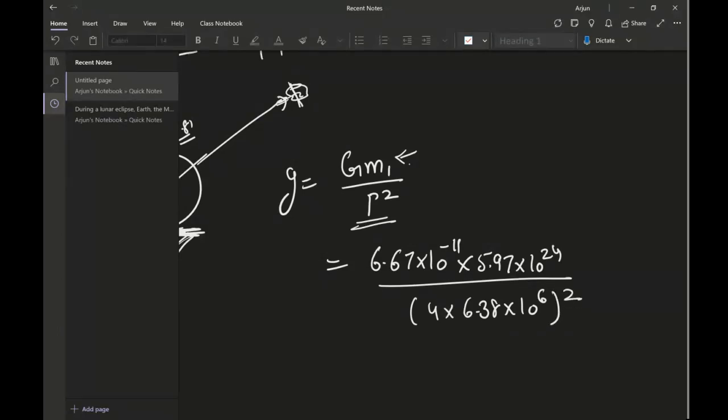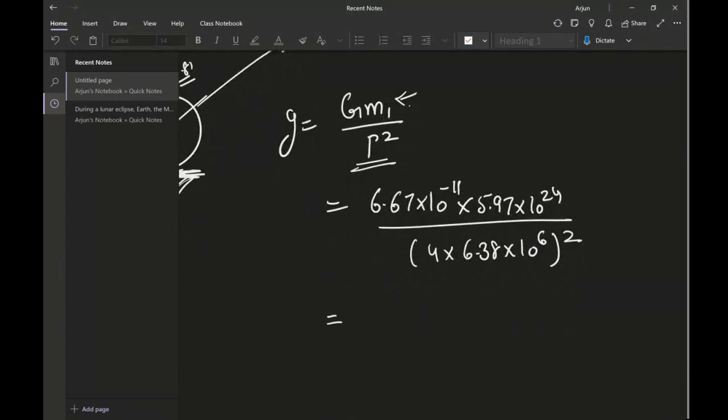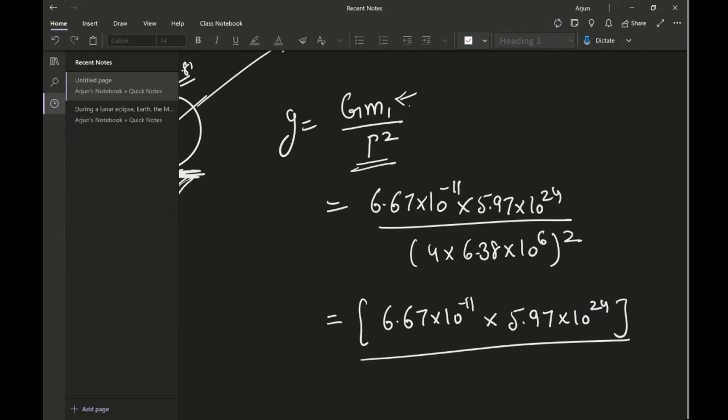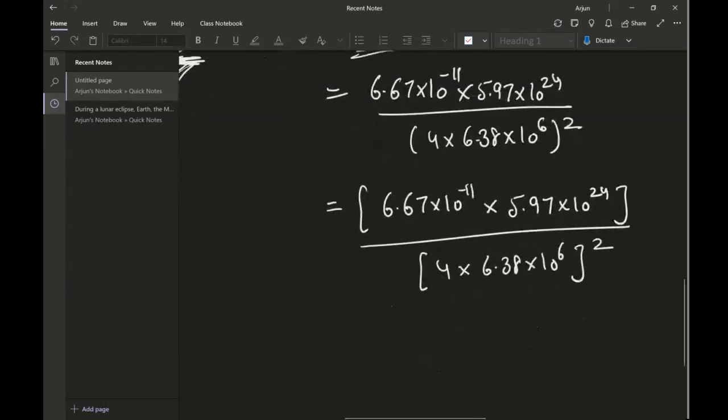So again, once you're going to put these values in the calculator, you need to make sure you start with the bracket 6.67 times 10 raised to power negative 11 multiplied by 5.97 times 10 raised to power 24, close the bracket, divided by, start another bracket, 4 times 6.38 times 10 raised to the power 6, close the bracket and square it. That's how only you will be able to solve this question if you are one of those students who like to put everything into the calculator at once.